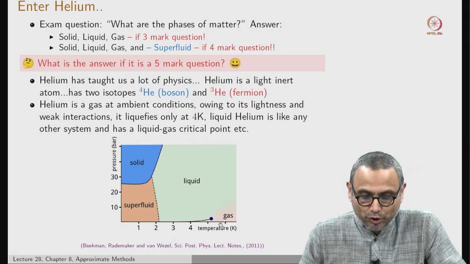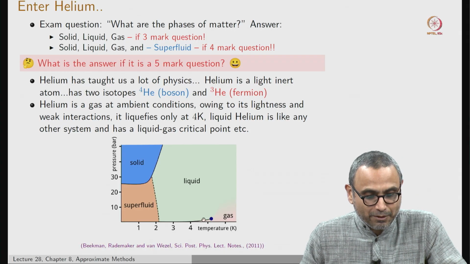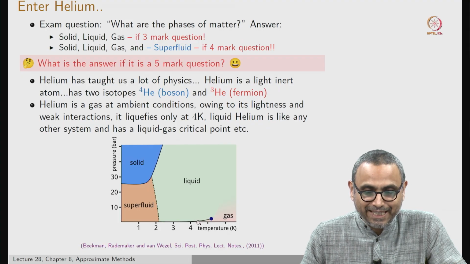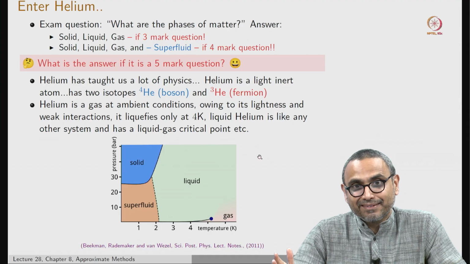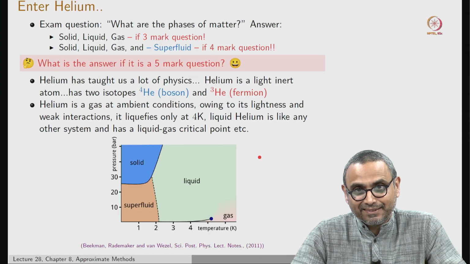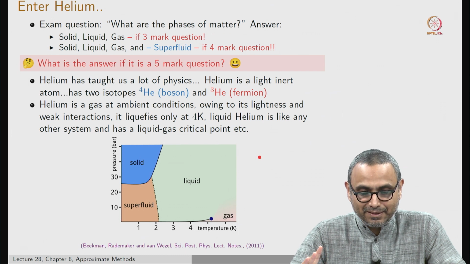Okay. So if you come down at ambient pressure, like 1 atmosphere, you will see that at about 4 Kelvin helium will form a liquid. Helium will liquefy, right? That is the liquid-gas first order transition, the condensation transition.